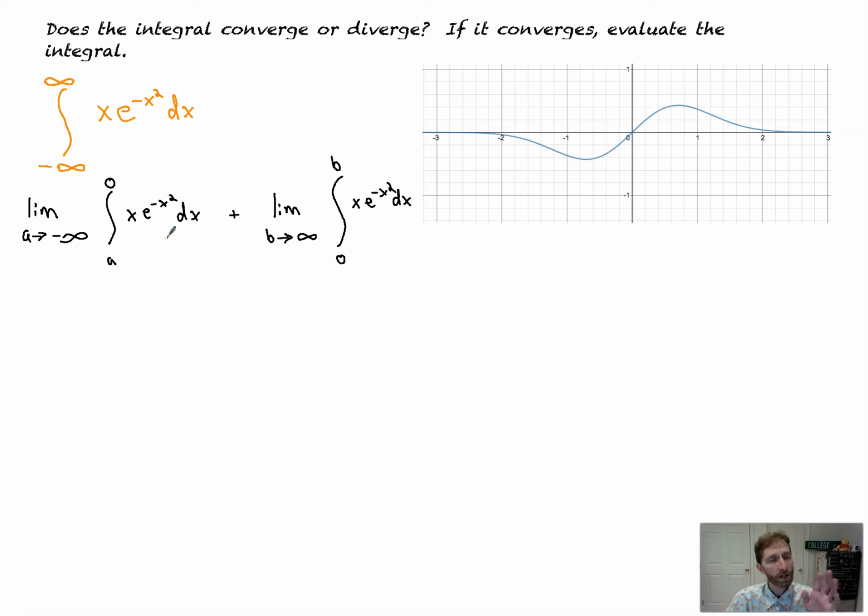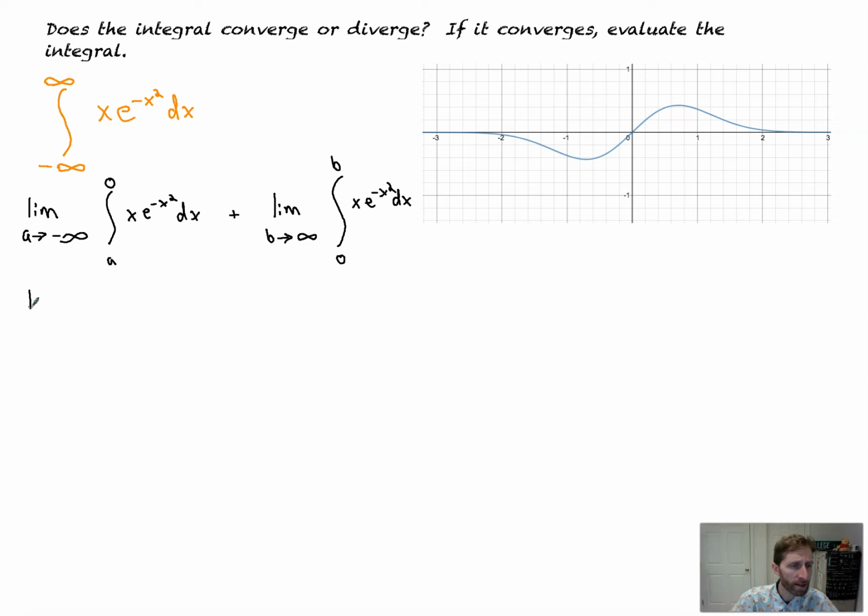Now, just as a word to the wise, if this left-hand integral diverges, then the whole thing diverges. You don't even need to check the one on the right. Right? If one piece of an improper integral diverges, the whole thing does. If this converges, we have to go and check that one. If they both converge, then we add our values together. So that's our plan. Let's do it.